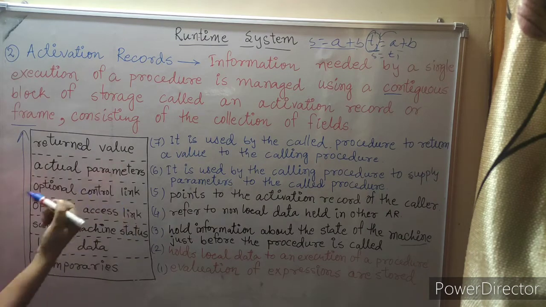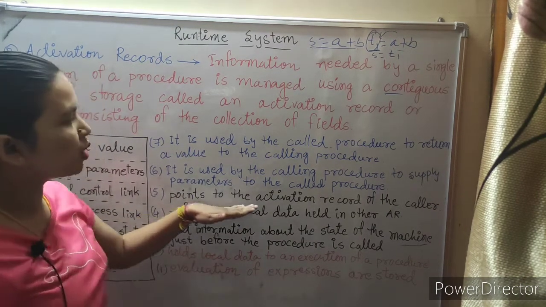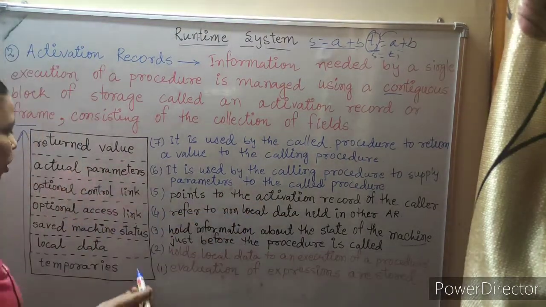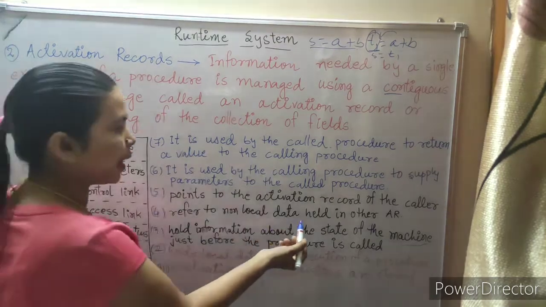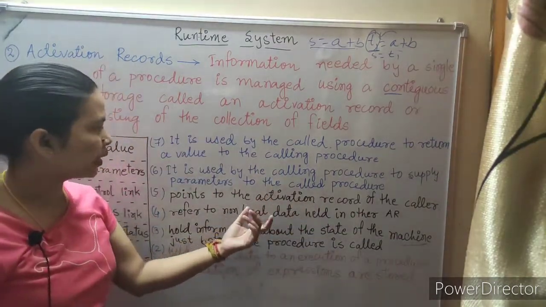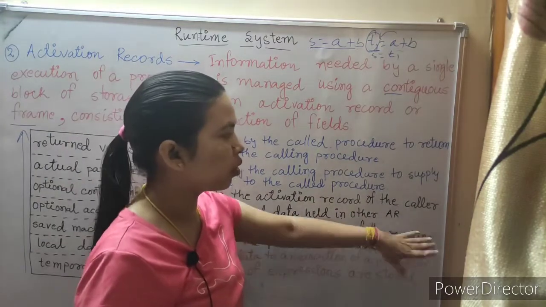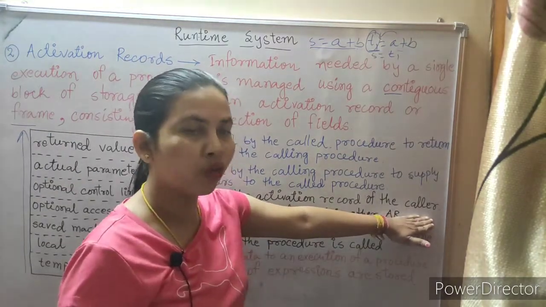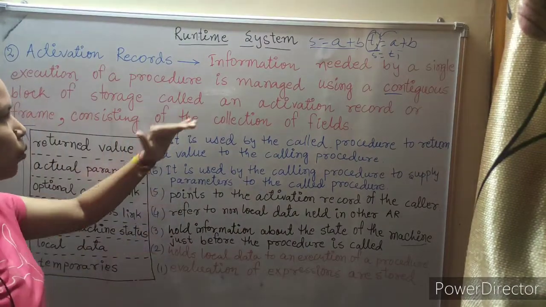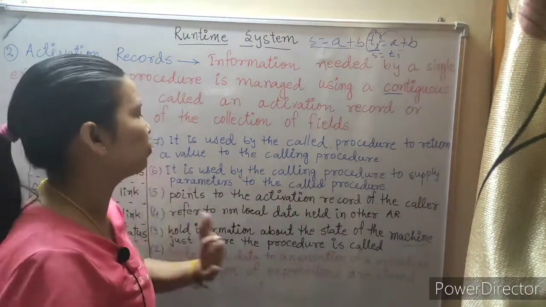Now the optional control link, that means it controls the data. It points to the activation record of the caller. Whenever the caller is calling this process, at that time it is the activation record of the caller.